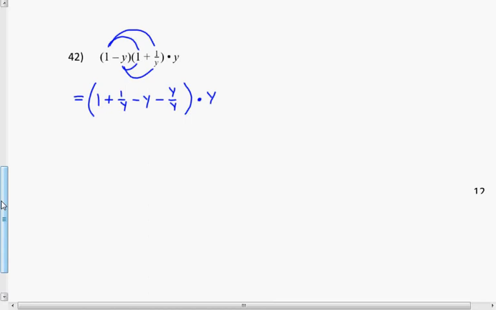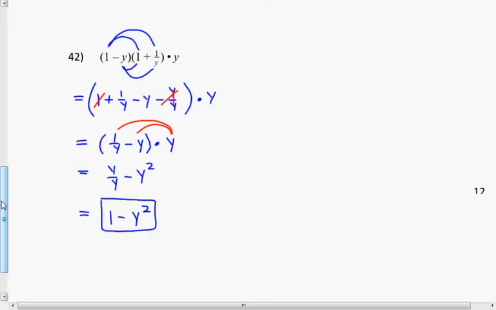If I look closely, I see I have a 1 minus y over y. Y over y is 1. So these 2 terms here cancel out. And in the middle, I still have my 1 over y minus y times y. That quantity needs to be multiplied by y, so now I'll distribute y times those 2 terms, and I end up with y over y minus y squared. So the final answer is 1 minus y squared.